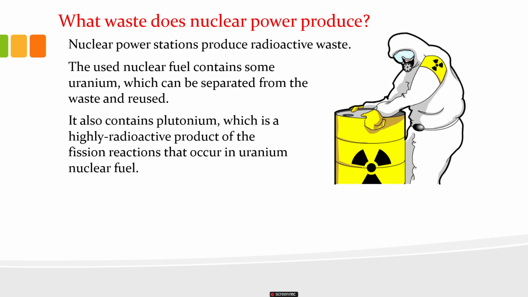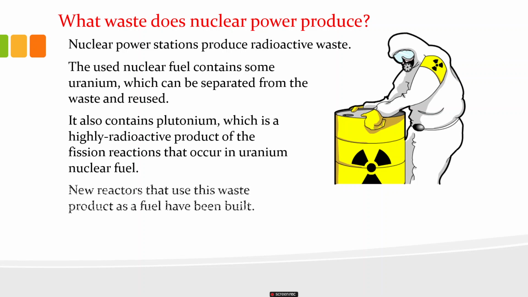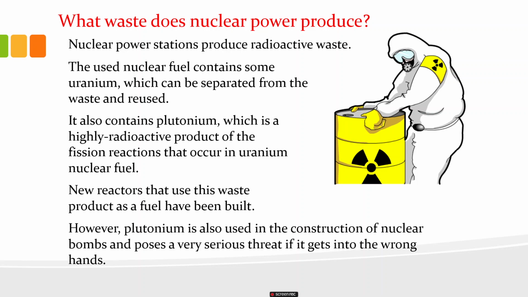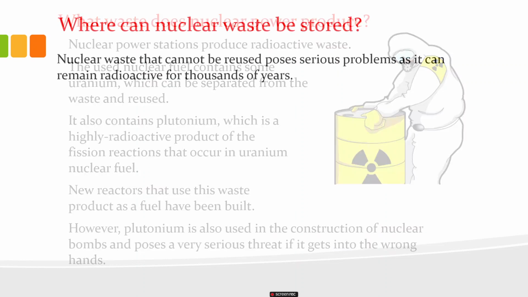The nuclear power stations produce radioactive wastes. The used nuclear fuel contains some uranium, which can be separated from the waste and reused. It also contains plutonium, which is a highly radioactive product of the fission reactions. Reactors that use this waste product as a fuel have been built. However, plutonium is also used in the construction of nuclear bombs and poses a very serious threat if it gets into the wrong hands.